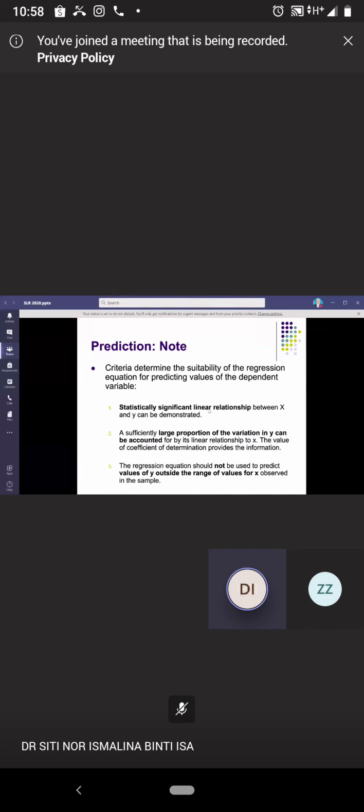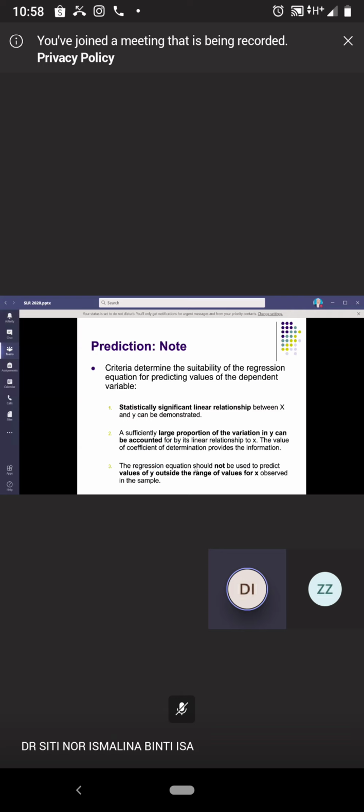So, criteria to determine the suitability of the regression equation for predicting values of the dependent variable. First, the result of the regression coefficient must be significant. So the p-value in the coefficient table must be significant. That implies a statistically significant linear relationship between x and y. And then the R-square also must be large. A sufficiently large proportion of the variation in y can be accounted for by its linear relationship to x. So the R-square must be at least more than 0.5, more than 50%.